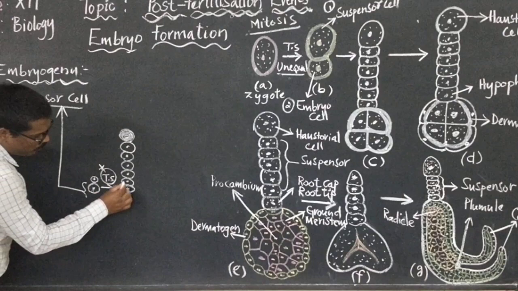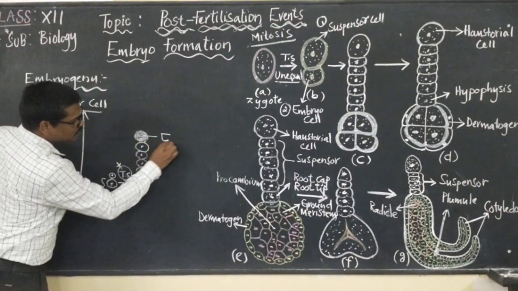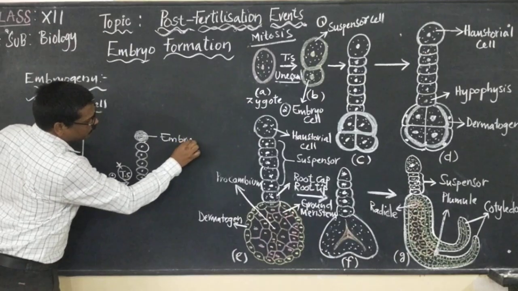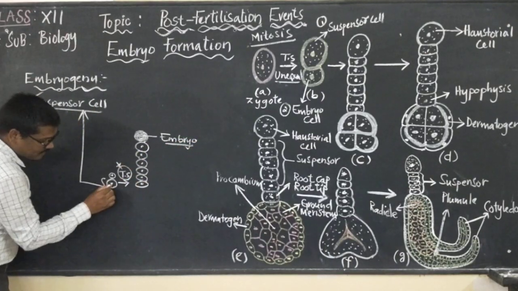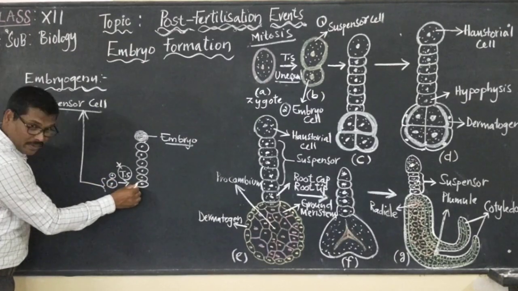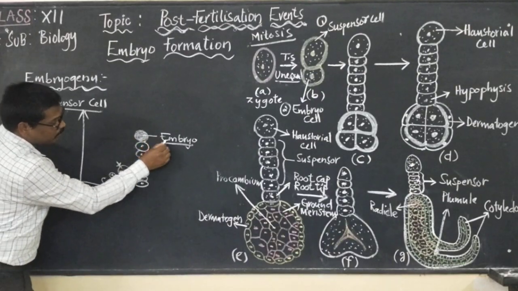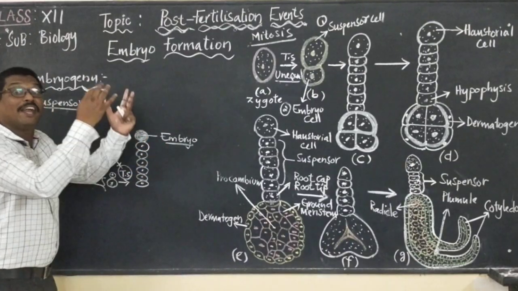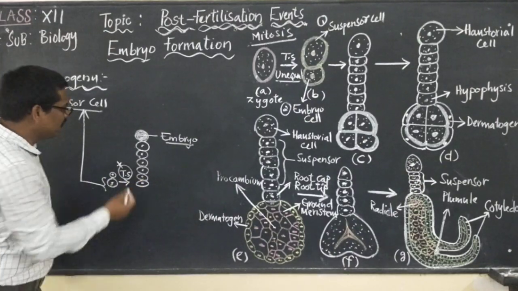Now when it divides, remember it is pushing the embryo. This is what we said. This is the embryo. It is pushing as the suspensor cell is multiplying, undergoing transverse division, increasing in number of cells. It is pushing this embryo cell deep inside into the endosperm that is present in the embryo sac.